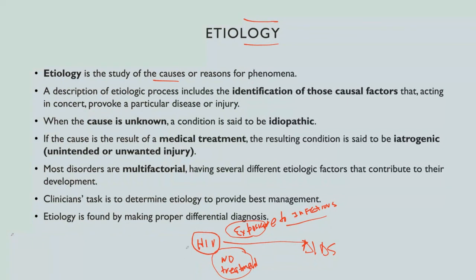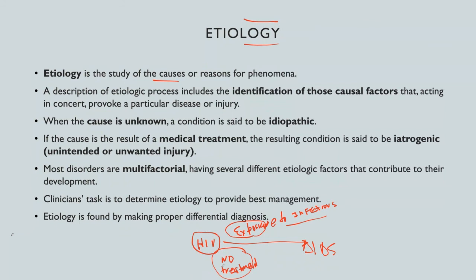Okay, why of the 1 million people with HIV infection, why only, let's say, 2,000 develop AIDS? Because they weren't taking the therapy, because they were doing this, because they did that, together with having the virus. Okay, so it's important to identify different causal factors that act together to produce a particular disease.